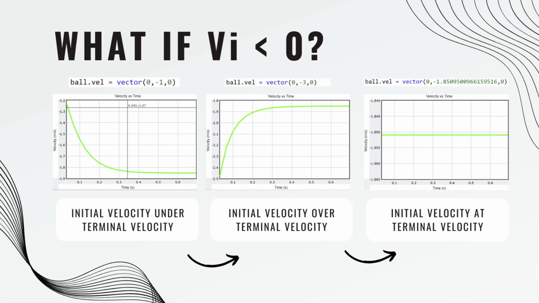But what if we were to start the object from an initial velocity that was less than zero? Will the terminal velocity stay the same? Well, using the drag model, I tried different initial velocities, each time getting the same final velocity.